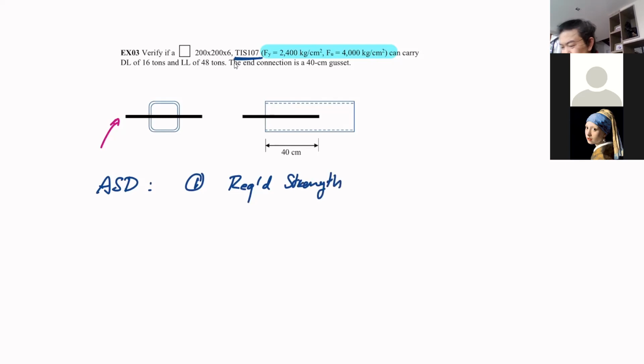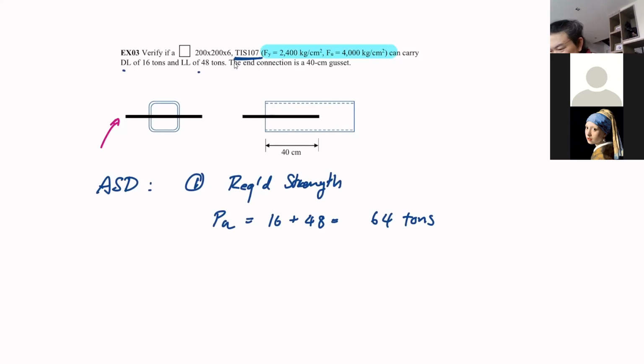That's strength, that's my R. And now you have dead load 16 and live load 48. So our PA is going to be 16 plus 48. That's 64 tons. That's the load after the investigation of load combination that our structure has to carry.